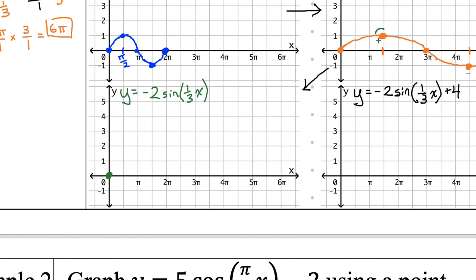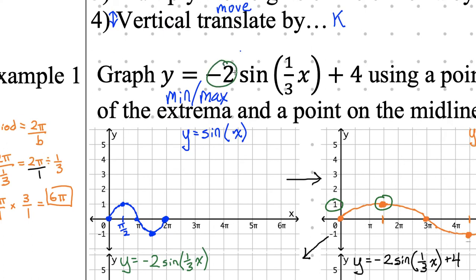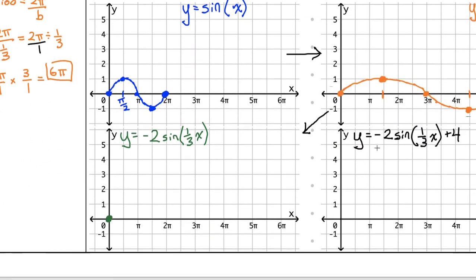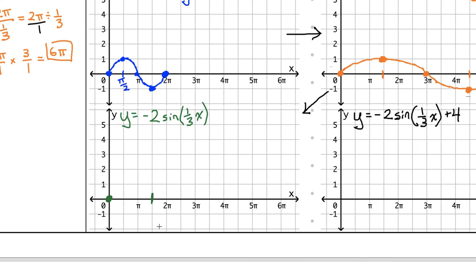What about the next point? I'm looking at this point right here. It had a height of 1, and I multiply that by this number out front, this a value, -2. So this 1 times -2 is -2. So it's still going to come out to 3 pi over 2, to this tick mark, but instead it's going to go down here to the value of -2. All right, and it's still going to go through the midline at 3 pi. Why? Well, the height at this point is 0. So multiply that height 0 times -2. 0 times -2 is still 0. It does not move.